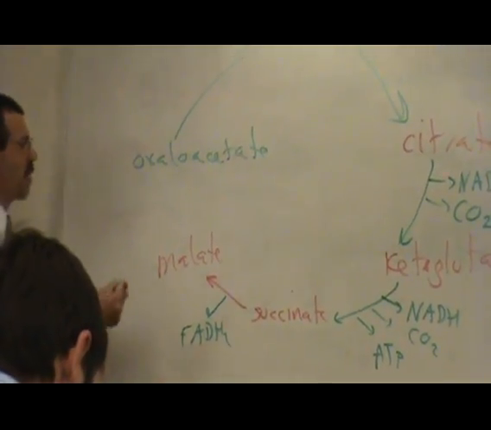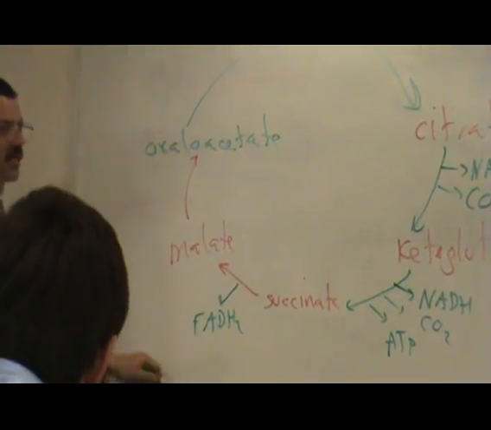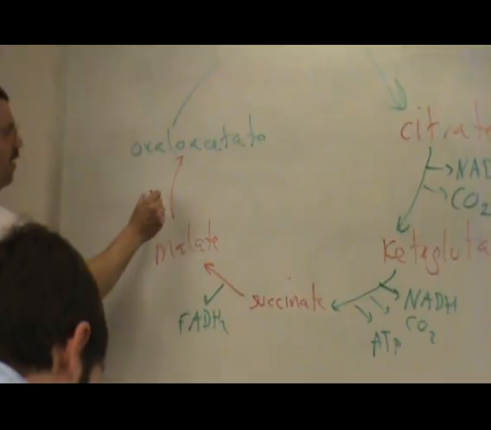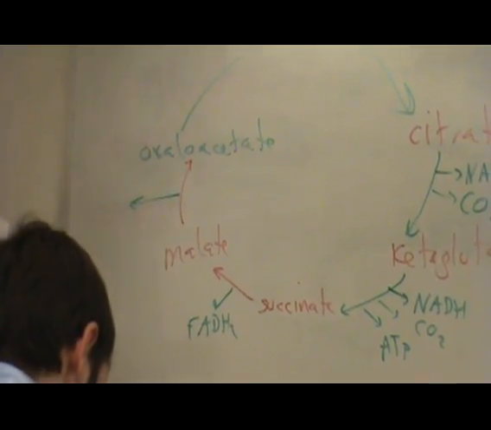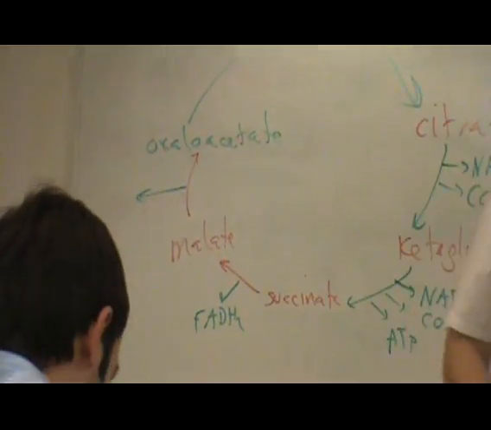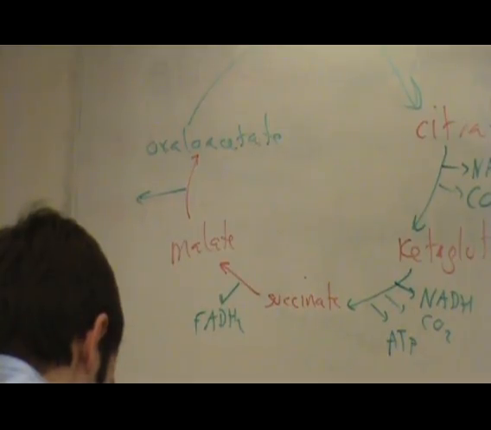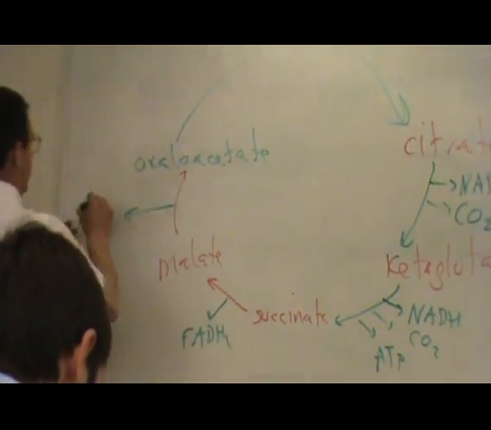And what do I get when I go malate to oxaloacetate again? What do I make? NADH again. Okay.